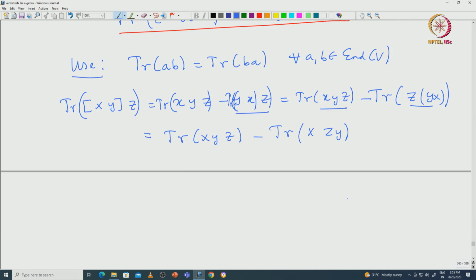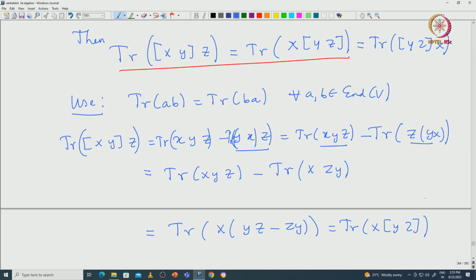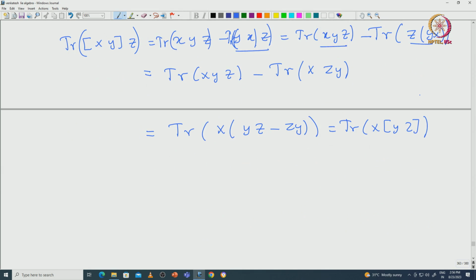Now, you can see that I can take out the trace because it is a linear map. Then it gives us trace of x times (yz minus zy), which is exactly trace of x times the bracket [y, z]. So, this is the identity that we wanted. Trace of [x, y] times z is the same as trace of x times [y, z]. If you think about it, the second identity actually comes from the first identity. Anyway, I will leave it to you to check.